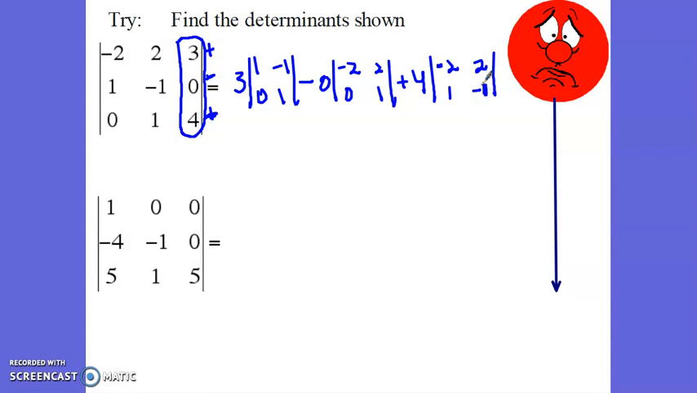Then go ahead and find the determinant of the bottom matrix as well. Go ahead and try that method out. And again, I'm going to pause the video to save some time, and we'll get the answer up there in just a second.